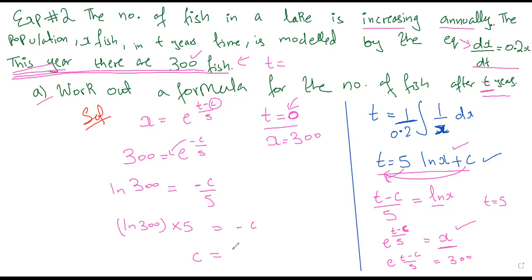1.14. Okay. So we have 1.14 minus 1.14, right? So once we have our C, we can just insert it in this, and the expression would become x equals e to the t plus 1.4 by 5. Now this basically is a formula for the number of fish after t years.